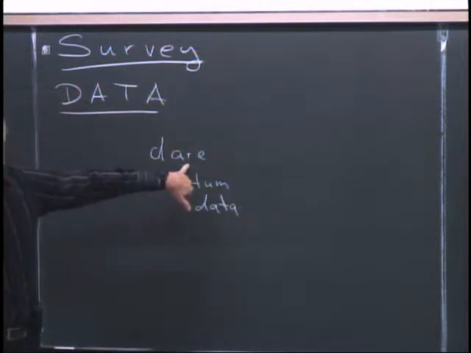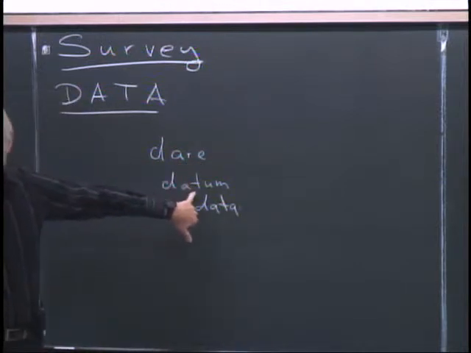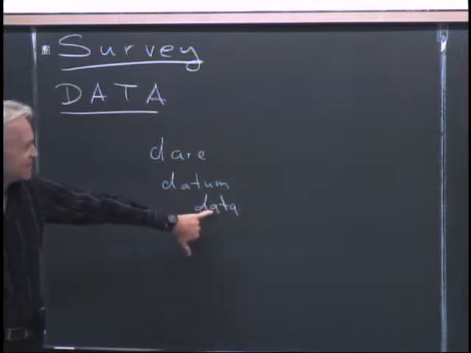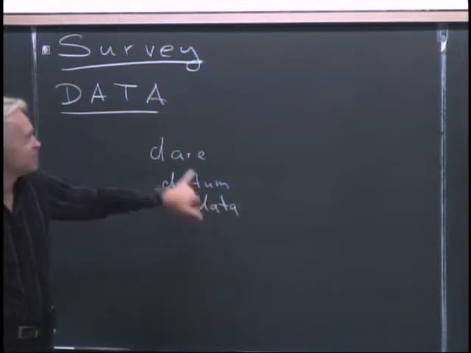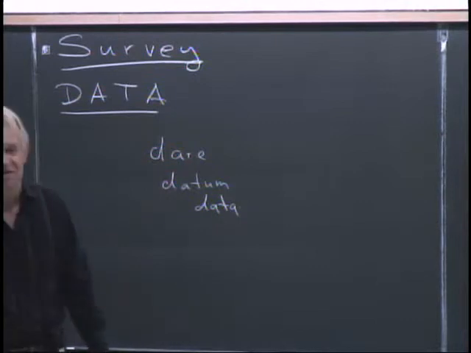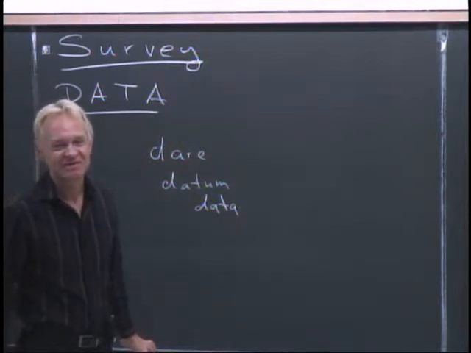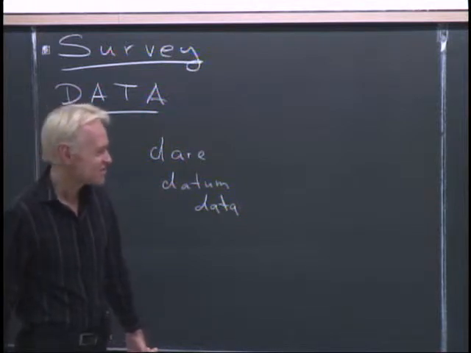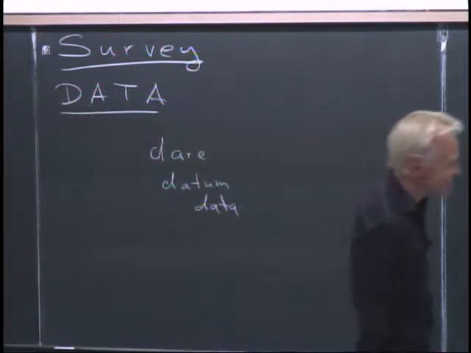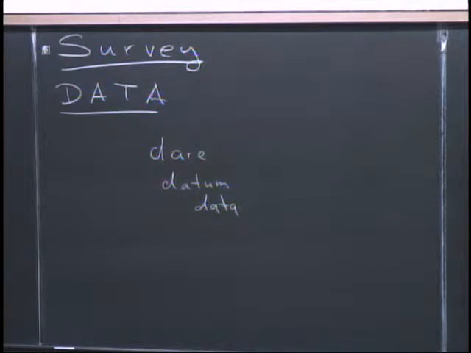Dare is the infinitive, right? It means to give. Datum is the given one or the given thing, and data are the given things. That's what data means. Data means the given things. That's the stuff given to us. There's no information yet. There's no insight yet. This is just the given stuff. Data is the given stuff, the given things.